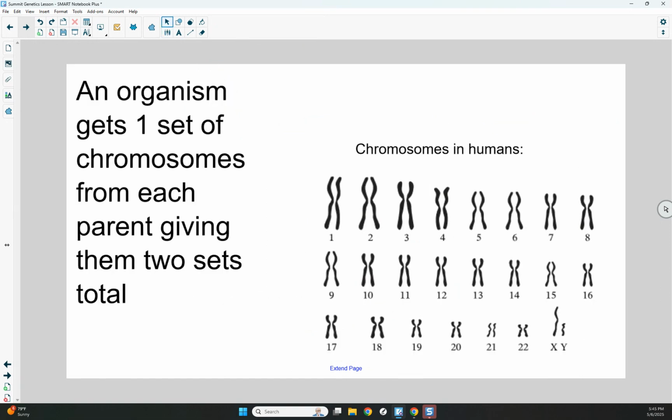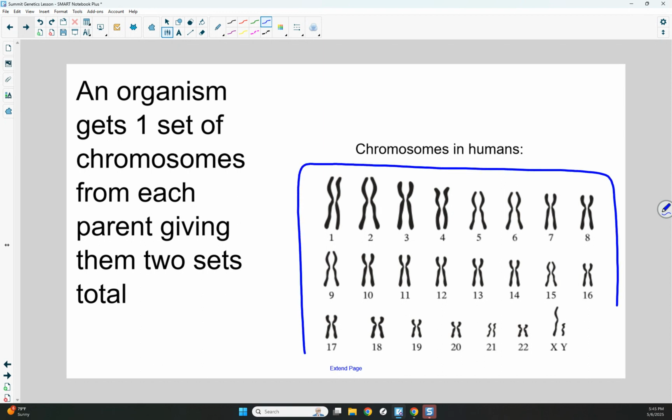So we just talked about chromosomes, and now we're going to discuss that an organism gets one set of chromosomes from each parent, giving them two sets total in their body cells. So right here we're looking at human chromosomes. You'll notice that they all match up for the most part.